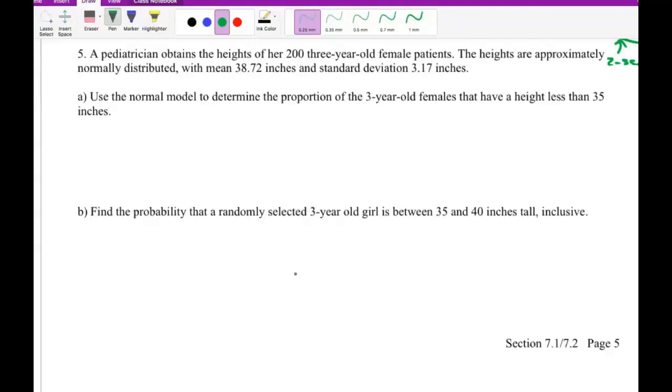Okay, number 5. Here we are obtaining the heights of 203-year-old female patients. The heights are approximately normally distributed. So we have a normal distribution, which means our mean is 0 and standard deviation is equal to 1 for the standard normal.